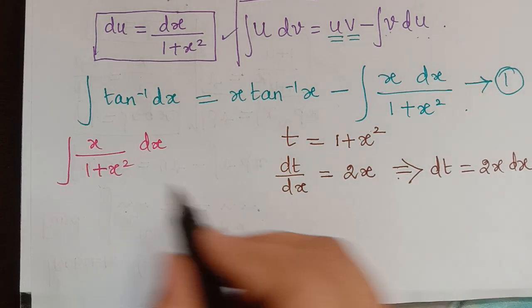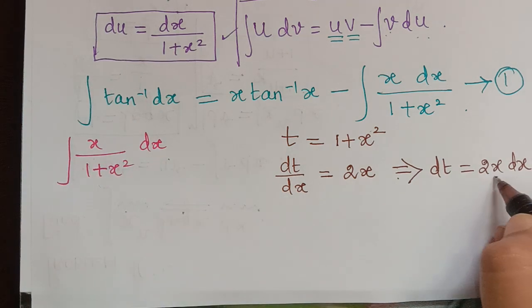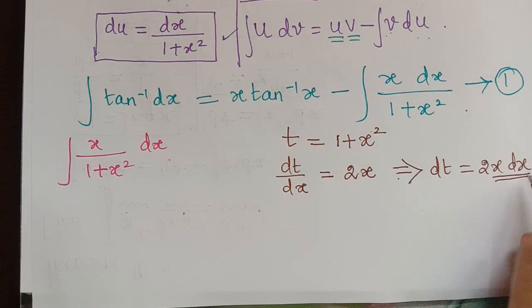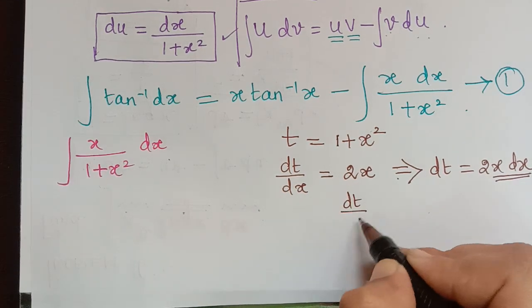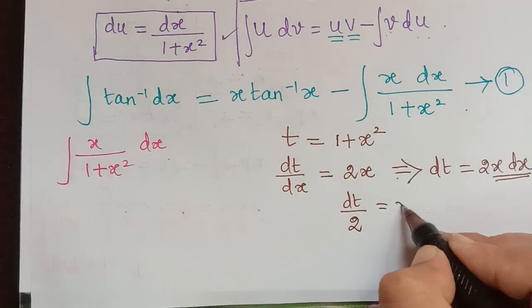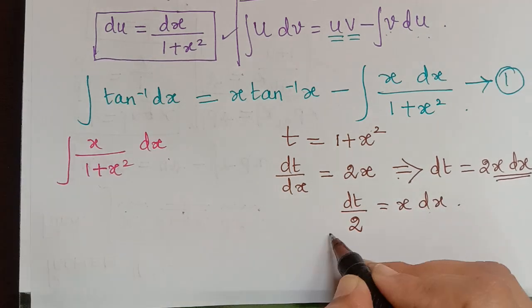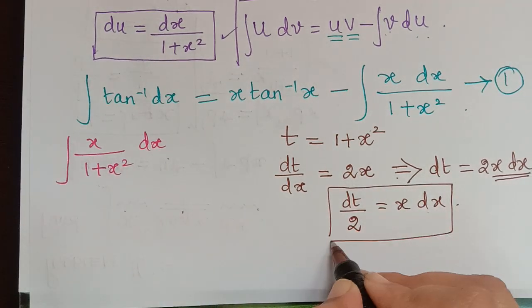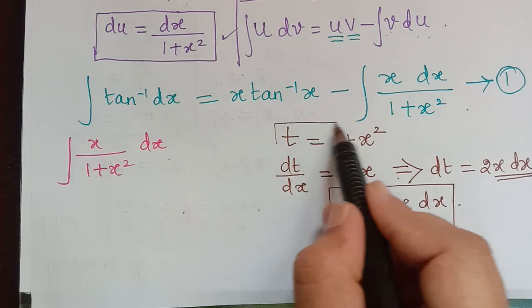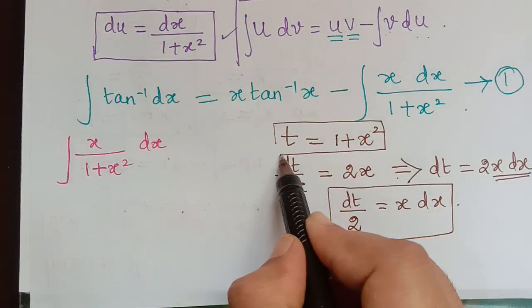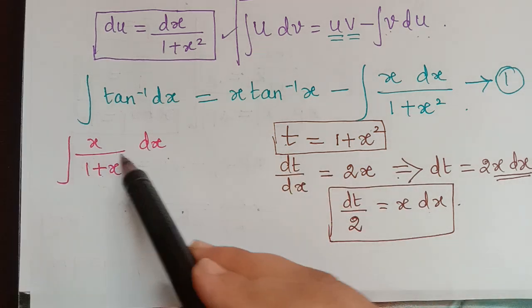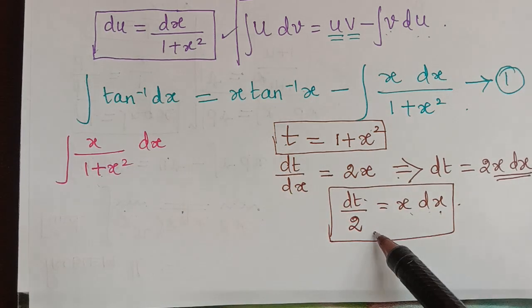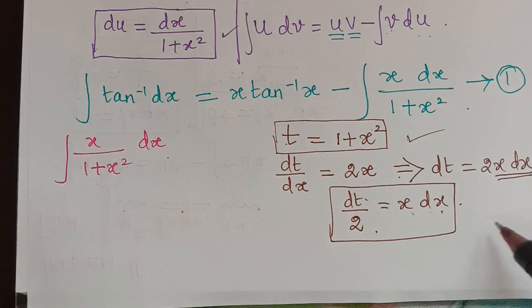But in the numerator, what do we have? x dx. So this x dx we will keep on one side, and if we take this 2 to the other side, it becomes dt by 2 is equal to x dx. So we have the substitution for both the numerator as well as the denominator. In the denominator, we are substituting 1 plus x squared as t, and through that we get the numerator x dx as dt by 2. So let us make these two substitutions in this integral now.